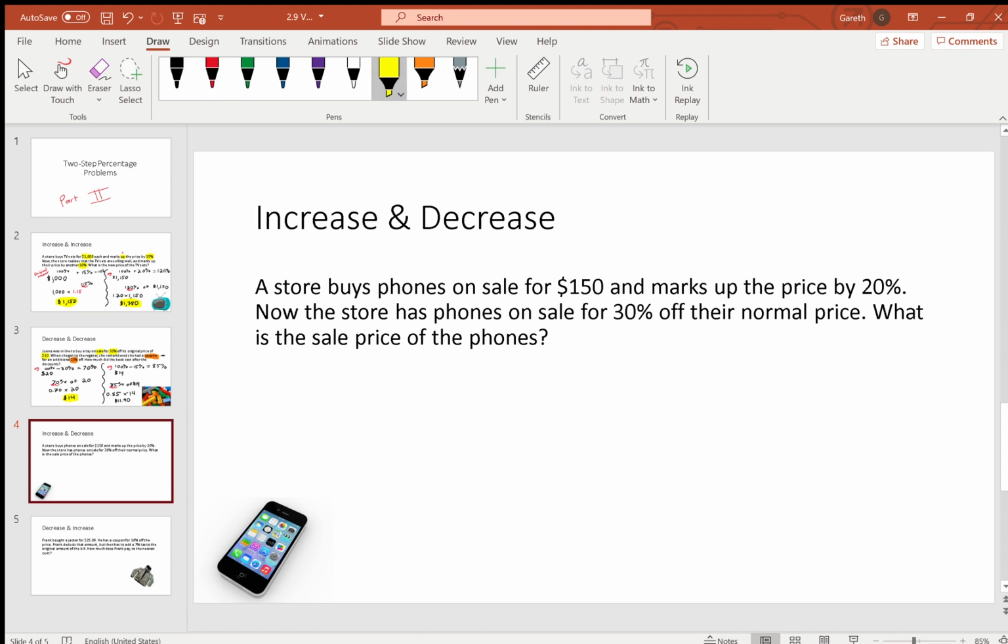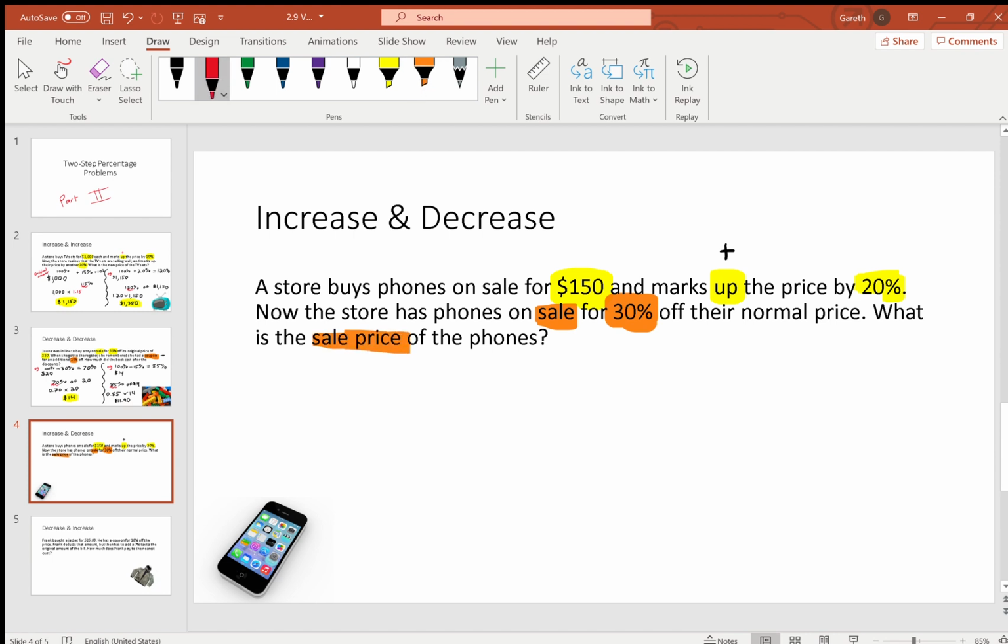A store buys phones on sale. Sale. That means it's cheaper, for $150. Okay, so it buys them cheap, but then it goes ahead and marks up the price by 20%. It's marking up the price. It's increasing the price by 20%. Now, after a little while, the store is like, it's not working so well for us. So the store then puts those phones back on sale for 30% off their normal price. What is this new sale price?